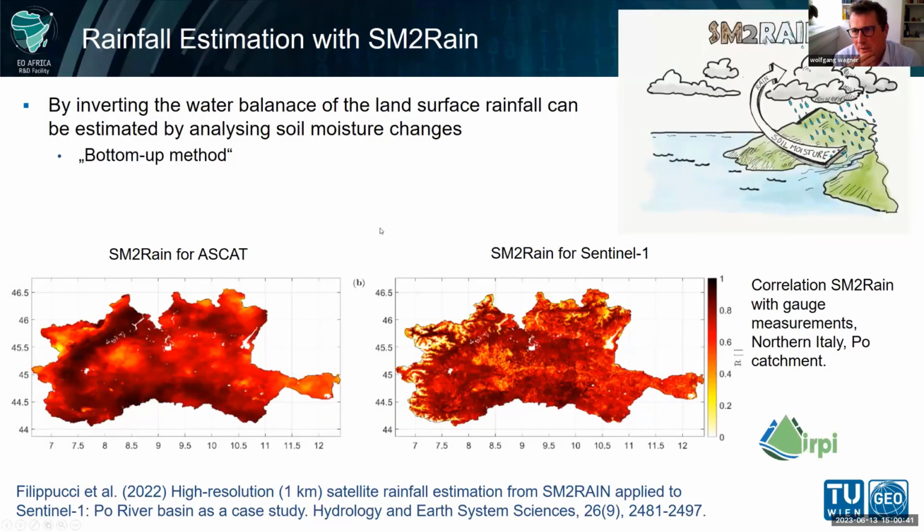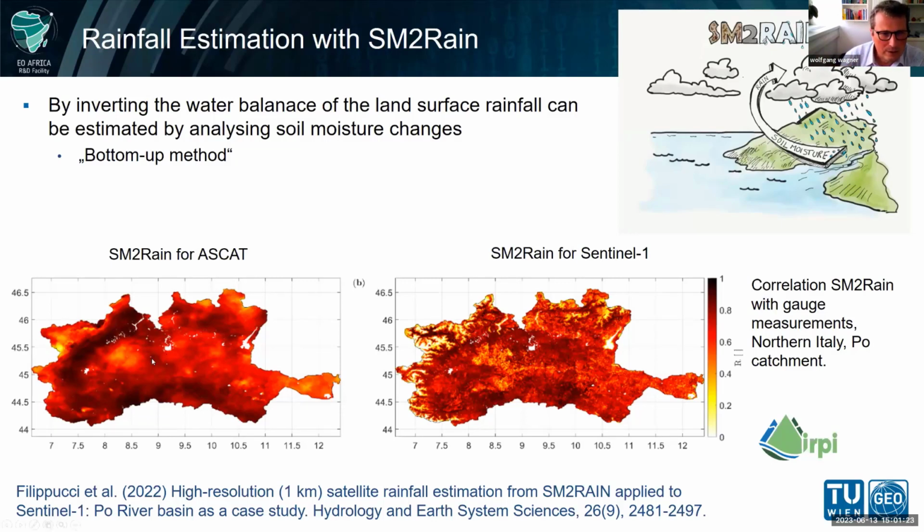And how can we use this 1 kilometer data? I'm just showing you 2 applications on which our colleagues from Italy are working. The first application is that we exploit the sensitivity to precipitation to estimate how much rain has fallen. This is an approach called SM2Rain, where you invert a land water model, and rather than deriving soil moisture from precipitation, you estimate precipitation by looking at changes in soil moisture at the surface. This is at the heart of this algorithm.